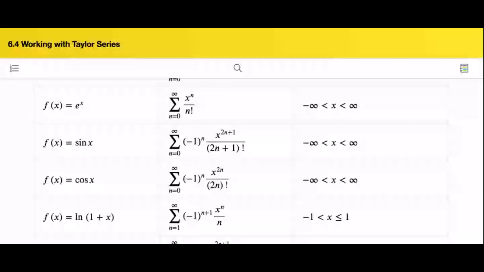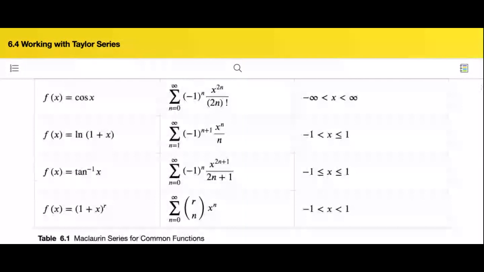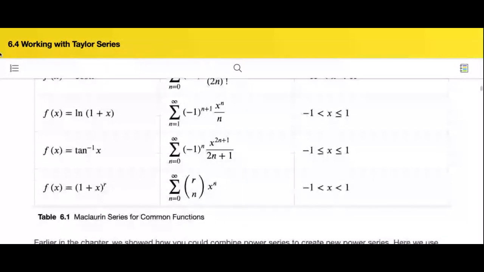ln of 1 plus x. We didn't really do this. If you want to have fun, you could check this out yourself. So the function ln of 1 plus x has a representation of the summation, n goes from 1 up to infinity, of -1 raised to n plus 1, x raised to n divided by n. Then x goes from -1 up to 1, including 1, but not -1.